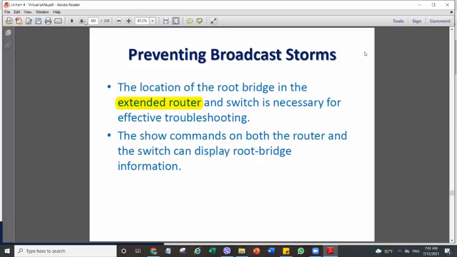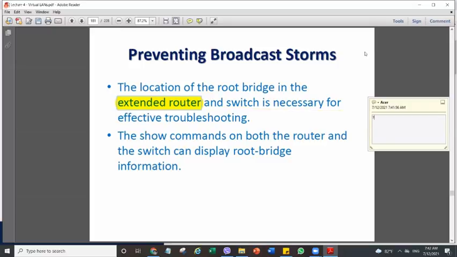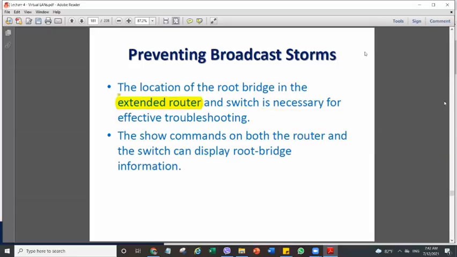Then I move forward. It says locate the root bridge in the extended router and switch is necessary for effective troubleshooting. The root bridge switch should be located maybe in a centralized place. Involvement of the router is a little bit questionable because we are not discussing the involvement of the router with the use of spanning tree or layer 2. Yeah, I will check that, right?